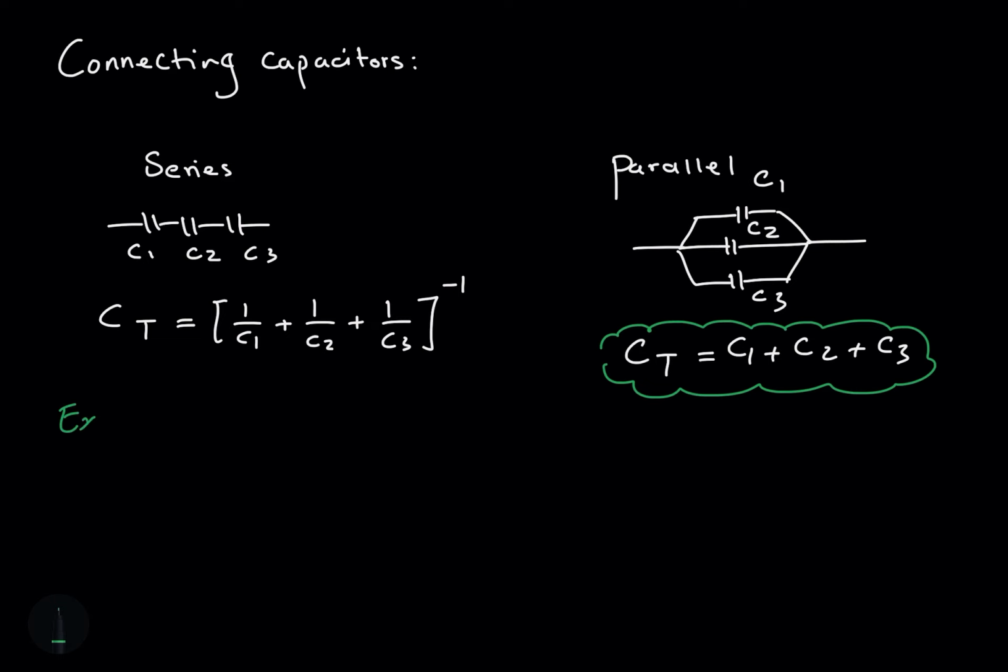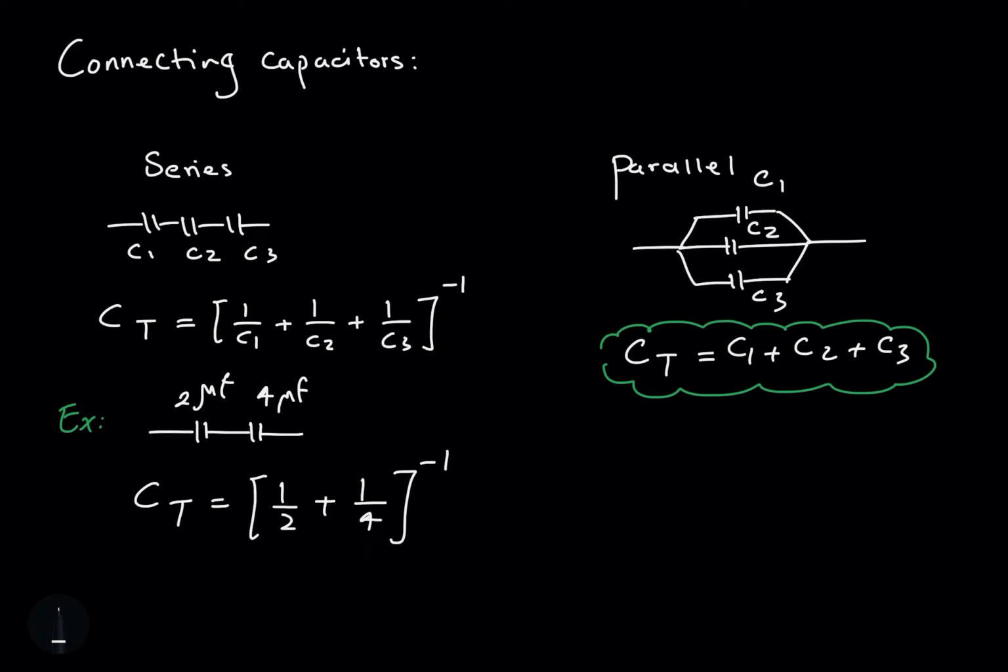As an example, in the first one, if I have 2 capacitors, one with a value of 2 microfarads and the other one with 4 microfarads, if I want to find the total capacitance here, all I have to do is add 1 over 2 to 1 over 4 and then raise it to the negative one power. Now I know that 1 over 2 is technically just 2 over 4, and 2 over 4 plus 1 over 4 gives us 3 over 4, and 3 over 4 raised to the negative one power gives us a value of 4 over 3 microfarads once you flip the answer.